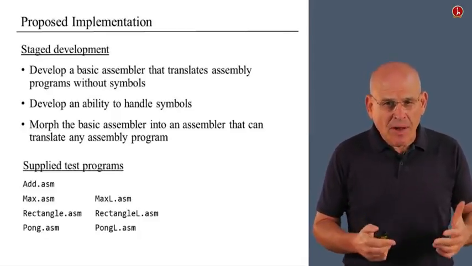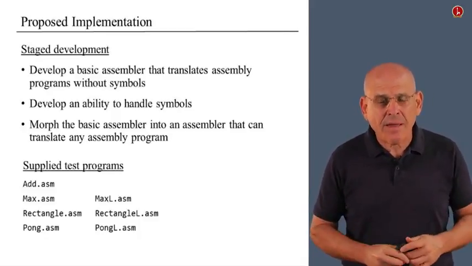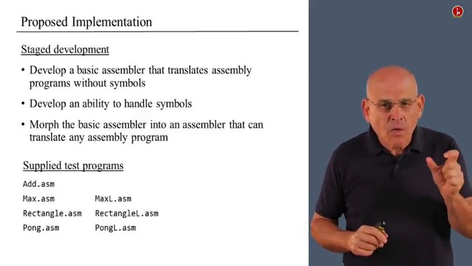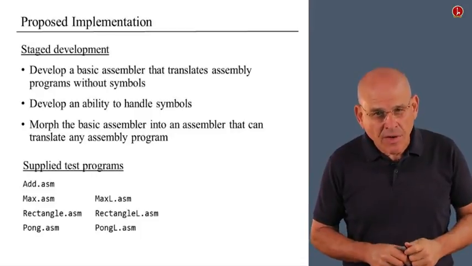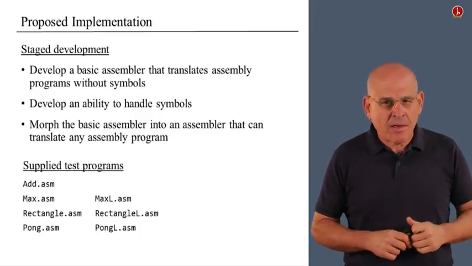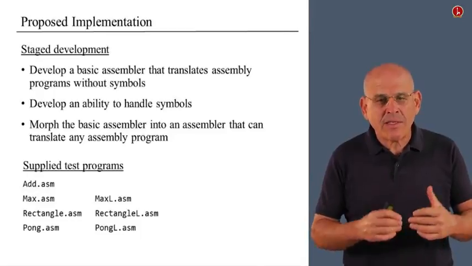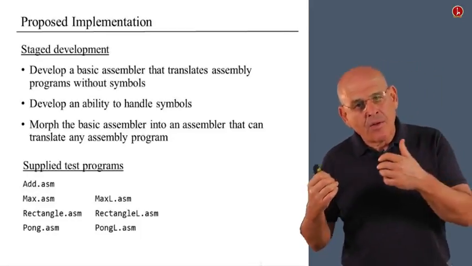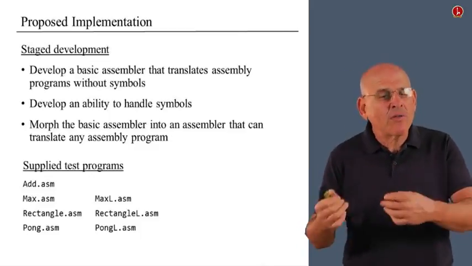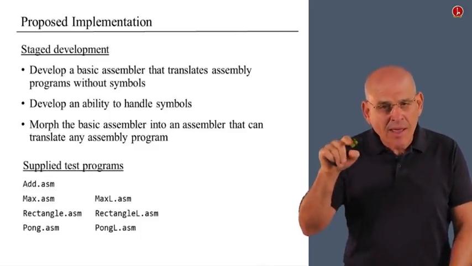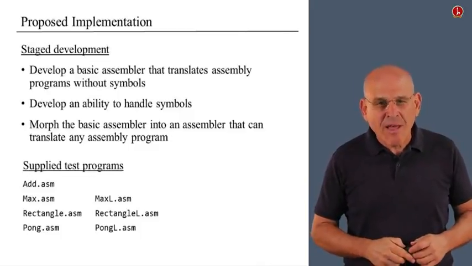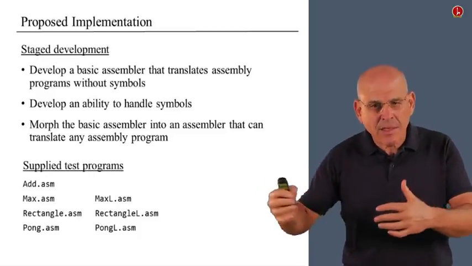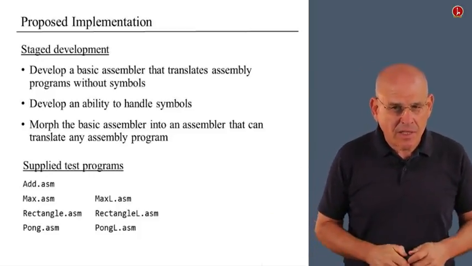Now, the first program, called add.asm, is very simple, and it's provided in one flavor only. Every one of the next 3 programs is supplied in 2 different versions, with symbols and without symbols. The without-symbols version of each program has a capital L suffix, which stands for less symbols: Max L, Rectangle L, and so on.